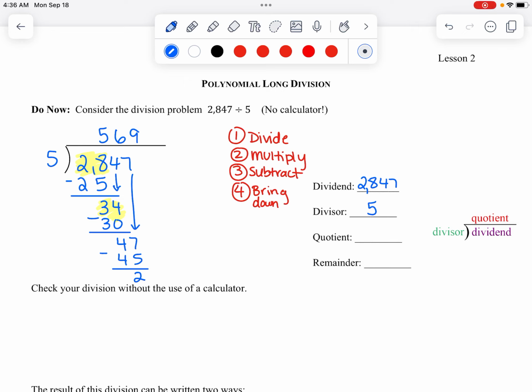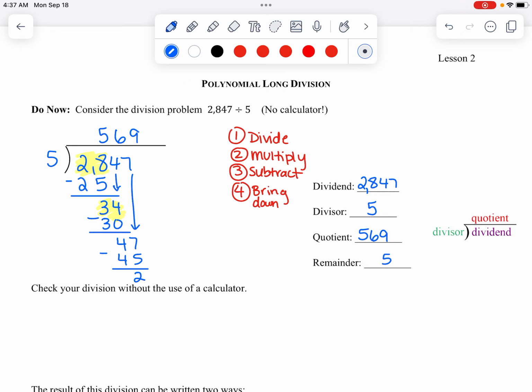There's nothing left to bring down, so then what we call this number is our remainder. I'm going to put that on the line over here, right? It's what's left over. And the number on the top, our 569, that's going to be our quotient. That's the answer we get from division.